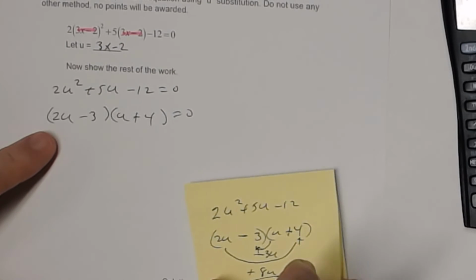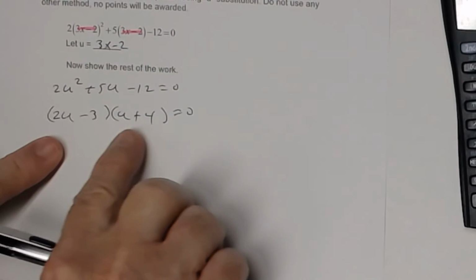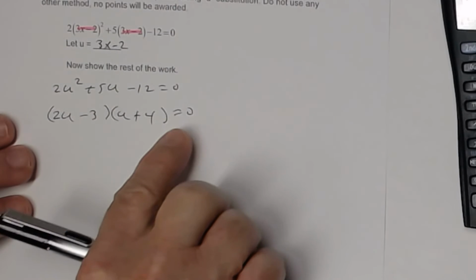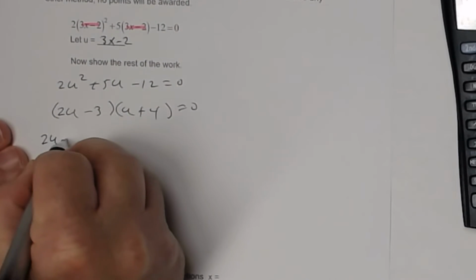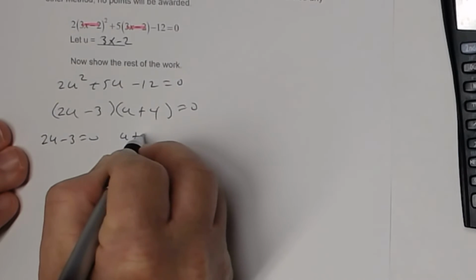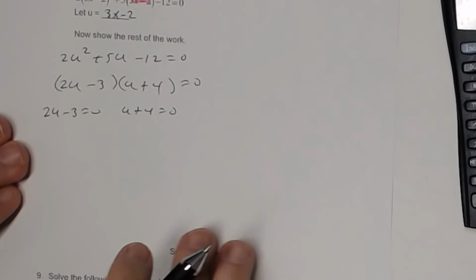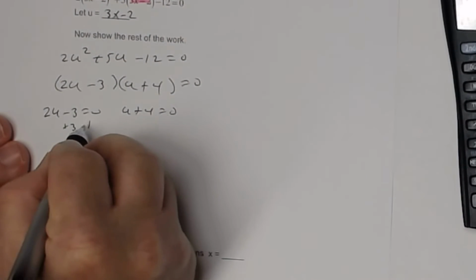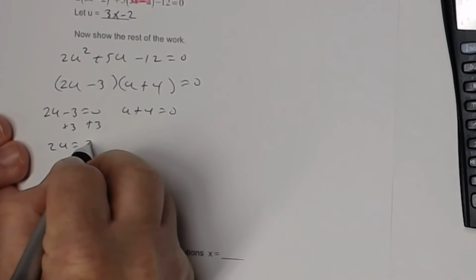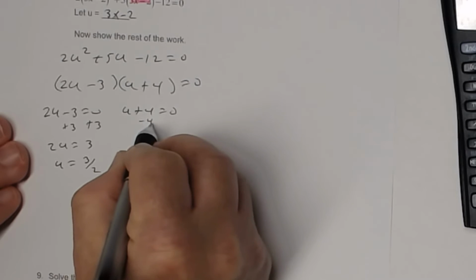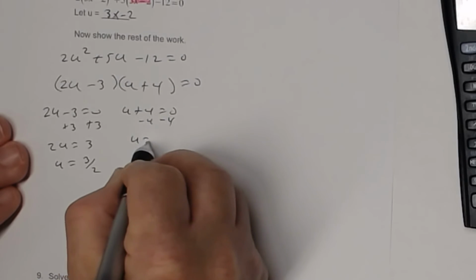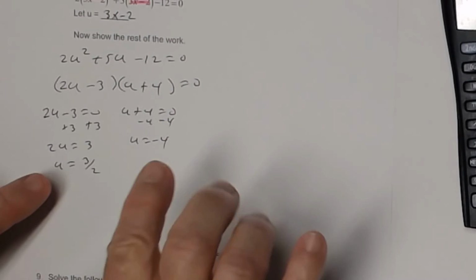And just like we did in the past, you have two factors whose product is 0, so one of those has to be 0. So I get 2u minus 3 is 0, and u plus 4 is equal to 0. Then adding 3 to both sides, I get 2u equals 3, which means u is 3 halves. Over here, subtract 4 from both sides, I get u equals negative 4. Now remember, that is u.